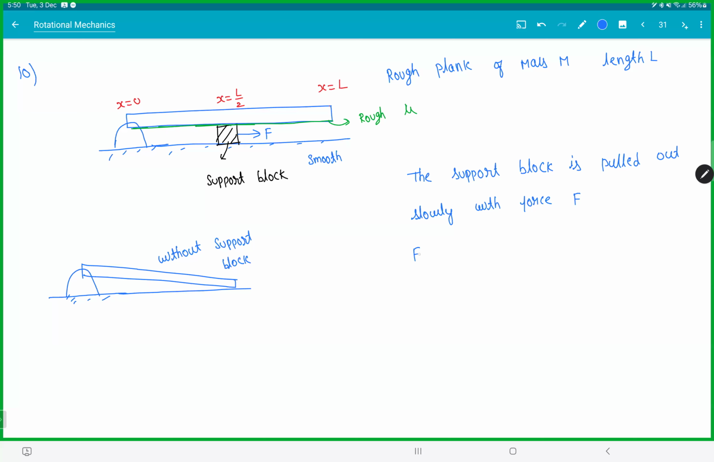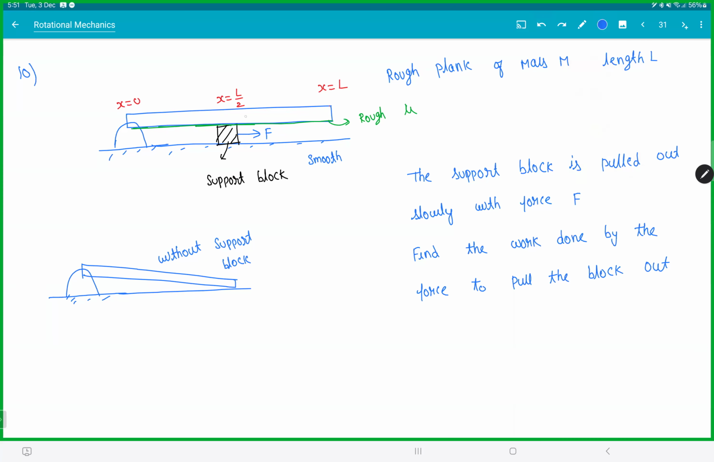Right? And the question is: find the work done by the force to pull the block out. Is the question clear? So when you're pulling the block out, after some time the block will come here, after some time here, and finally the block will come out. You're dragging the block out slowly from under the plank.